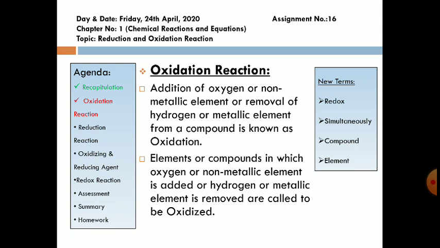Now coming to today's topic, oxidation reaction. In this topic we have four new terms. First one is redox. It means a reaction in which both oxidation and reduction reactions are taking place. Second new term is simultaneously. It means happening at the same time. Third one is compound. It is a combination of two or more elements. And the last term is element. An element is the purest form of something.